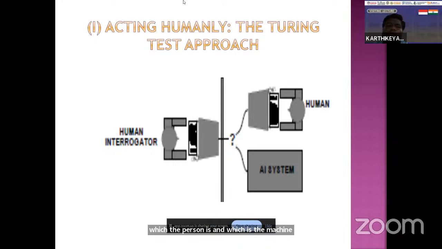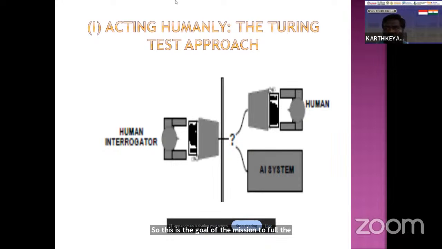For example, a person is in a separate room, a machine is in another room. We ask some questions, the person will reply with an answer. At the same time, the machine also will reply with an answer. So this is the goal of the machine, to fool the interrogator into believing that it is the person.